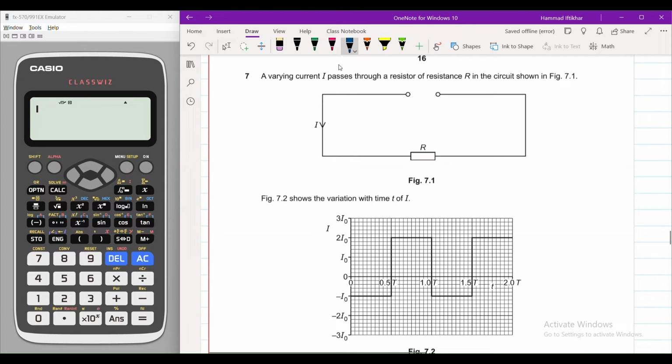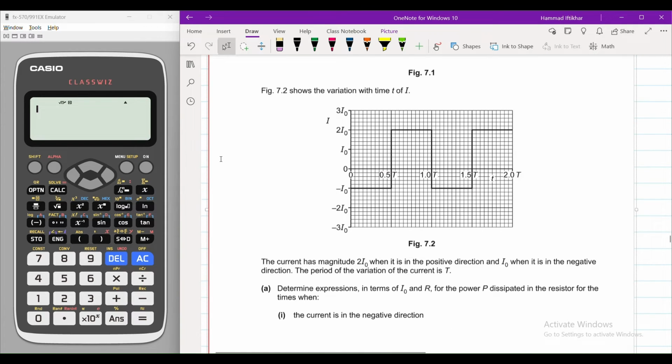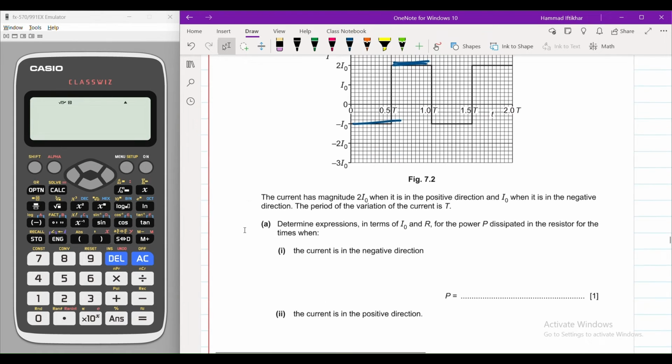Okay, so now question number 7. A varying current I passes through a resistor of resistance R in the circuit shown. Figure 7.2 shows the variation with time t of I. The current has magnitude 2I naught when it's in the positive direction, and I naught when it's in the negative direction. The period of the variation of the current is T. Determine the expressions in terms of I naught and R for the power dissipated in the resistor for the times when the current is in the negative direction.